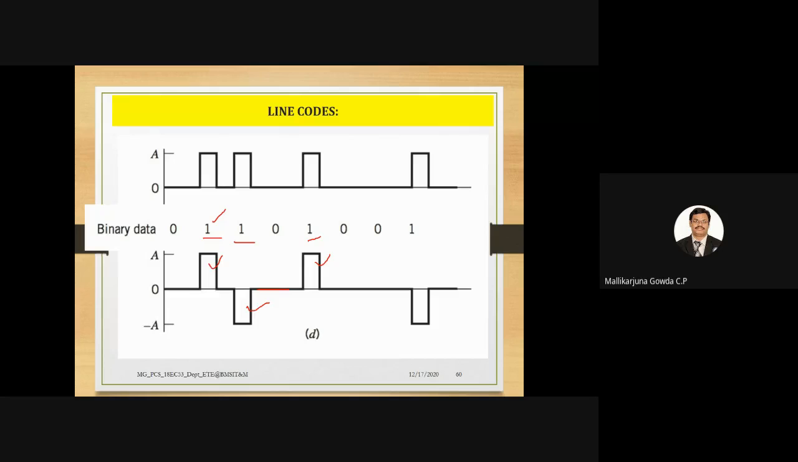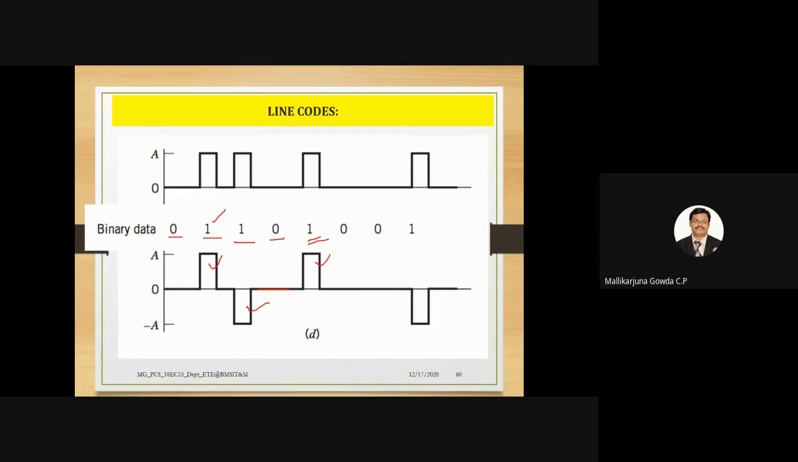So in simple words, the binary data 1 will be represented by alternate positive and negative pulses. Hope this point is clear. With respect to this, the first bit is binary 0, so I represent it with no pulse. The next bit is 1, I represent it with a positive pulse. The next bit is 1, I represent it with a negative pulse. Again, the next bit is 0, I represent it with no pulse.